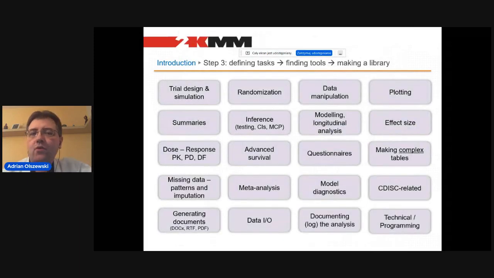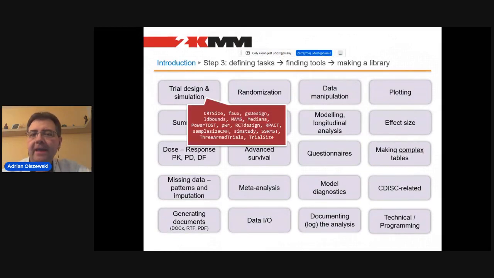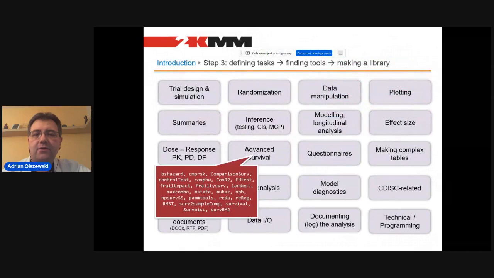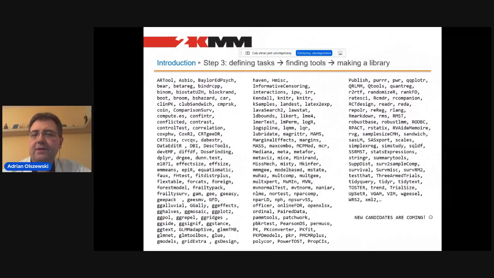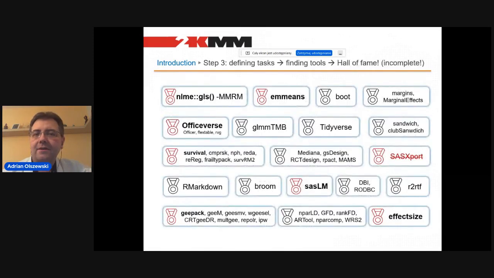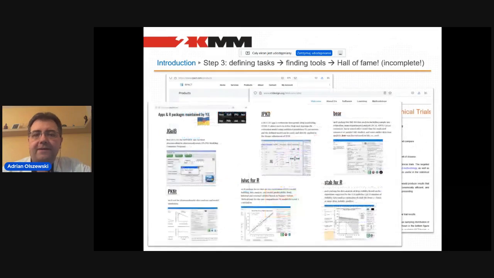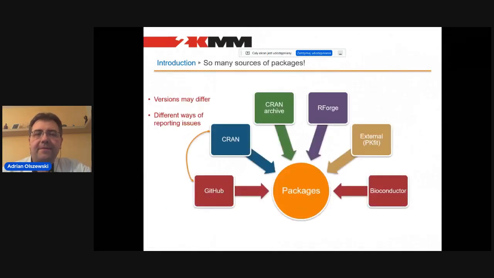Then we had to define the tasks, what we are going to do with R. The scope of the analysis is very extensive. And for each area of interest, we had to find a list of packages that will work for us. Over time, it grew to about 230 packages, and we use them on a regular basis. It's not that we use them just once. We have our Hall of Fame, which allowed us to join the pharmaceutical industry exclusively with R, with a lot of additional tools that are just awesome and allowed us a lot.